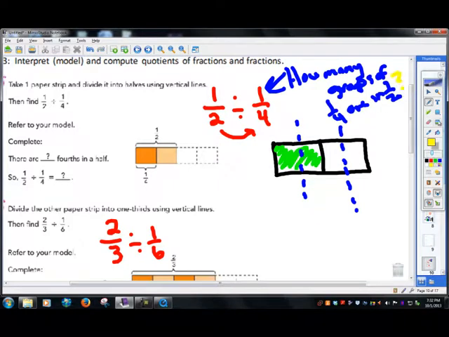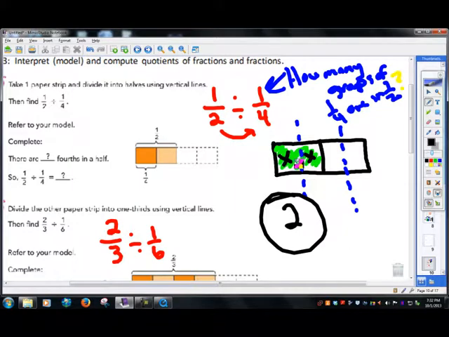Now let's answer this question. How many groups of 1/4 do you see? I see one group of 1/4. I see two groups of 1/4. So how many 1/4 are in 1/2? There are 2. Okay, very, very simple.